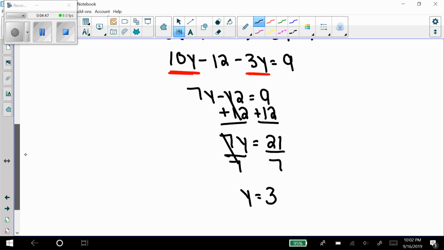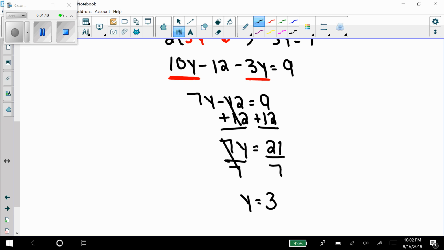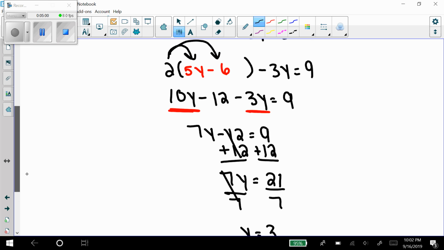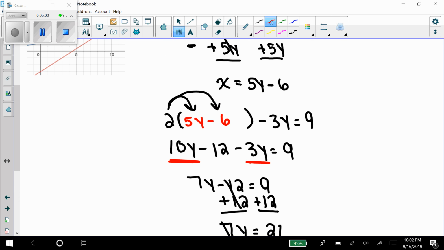Now, I have my y value, and don't forget, when we're solving a system of linear equations, we're really looking for a point of intersection. So this is my y-coordinate of my point of intersection. Now, I have what y is, and I have x up here in terms of y. So all I'm going to do to get x is just plug back into that equation.